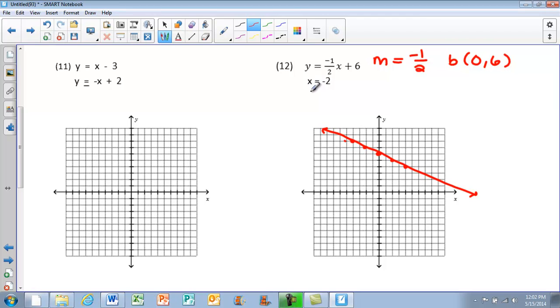Now if we take a look at the second one, we actually have one of our special case lines, so this is going to be at x equals negative 2. Now this one works out kind of nice because our point of intersection is right here at (negative 2, 7).